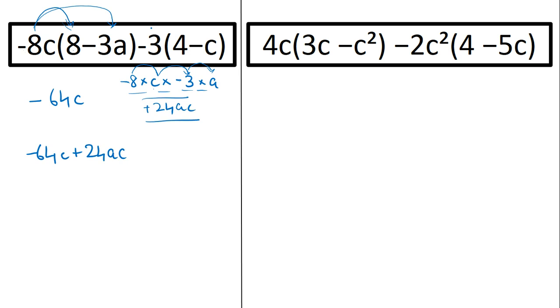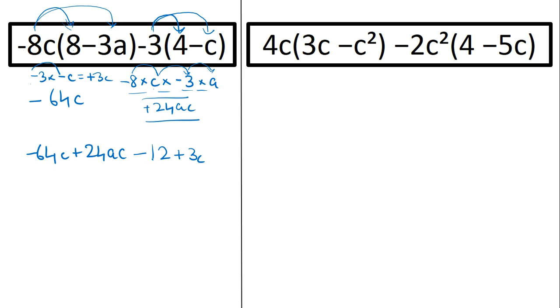And then the next step is minus 3 times positive 4. A minus multiplied with a plus always gives me a minus, and then 3 times 4, refer to your timetable, is 12. And then minus 3 times minus C. So again, minus 3 and a minus C. A minus and a minus always gives you a positive, and 3 times C means just 3C. So I'm going to be writing minus 64C plus 24AC minus 12 plus 3C.